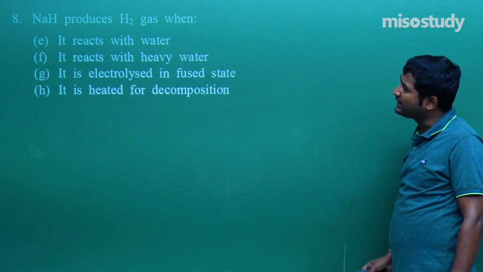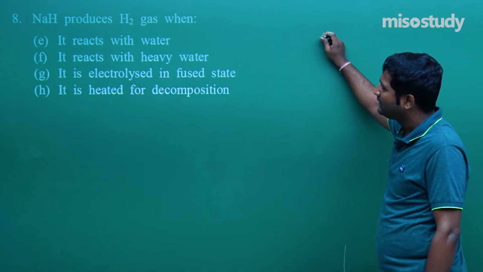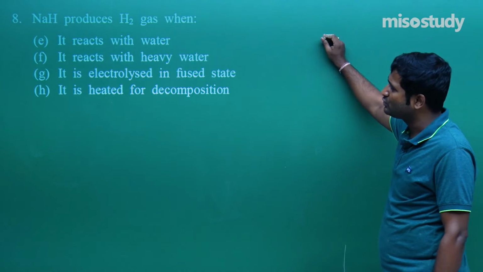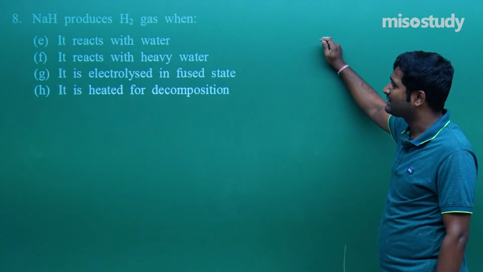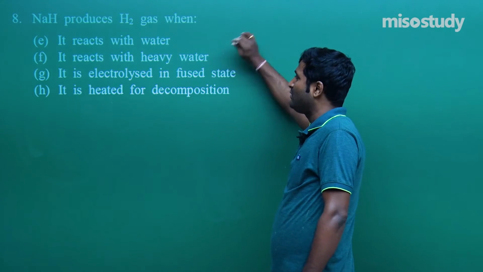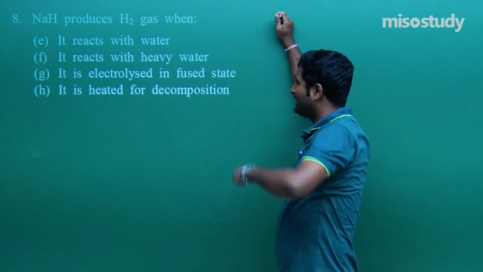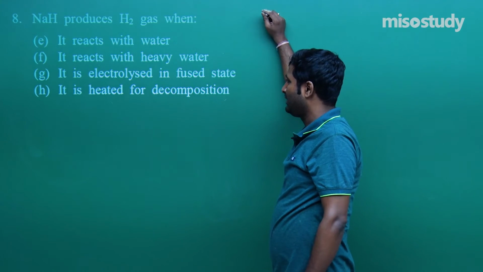Now let's move to the next one. NaH produces H2 gas when? NaH, that is sodium hydride, gives H2 gas when it reacts with water, that is the simple question. That is NaOH plus H2. If it reacts with heavy water, it gives not H2, it gives D2. And decomposition does not take place.